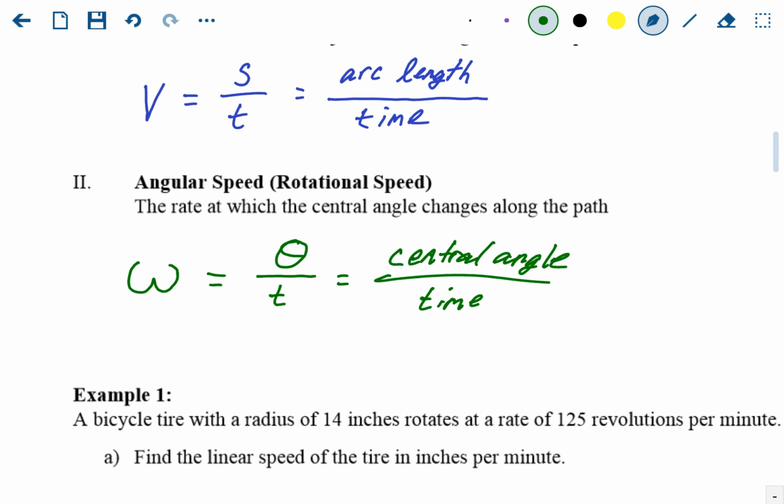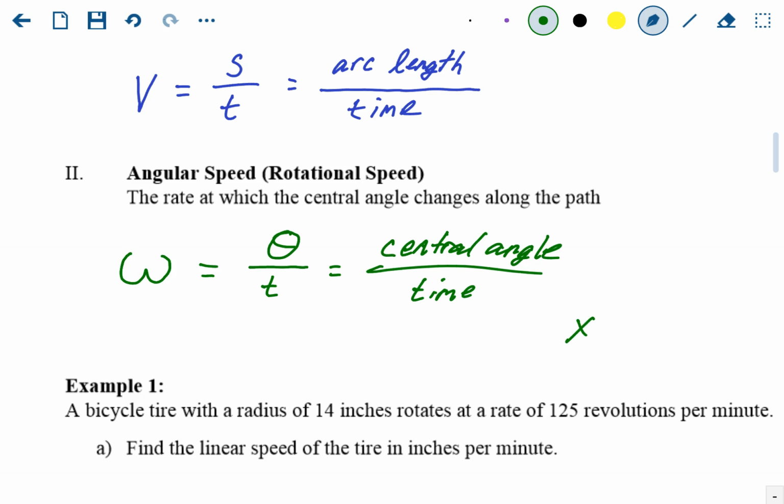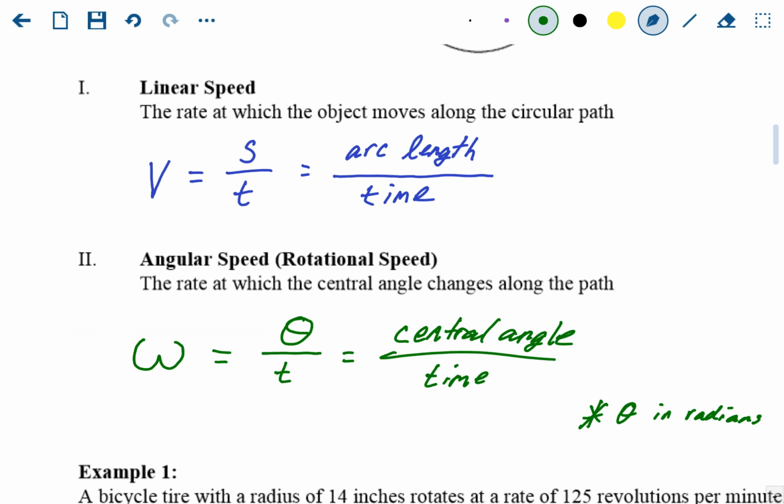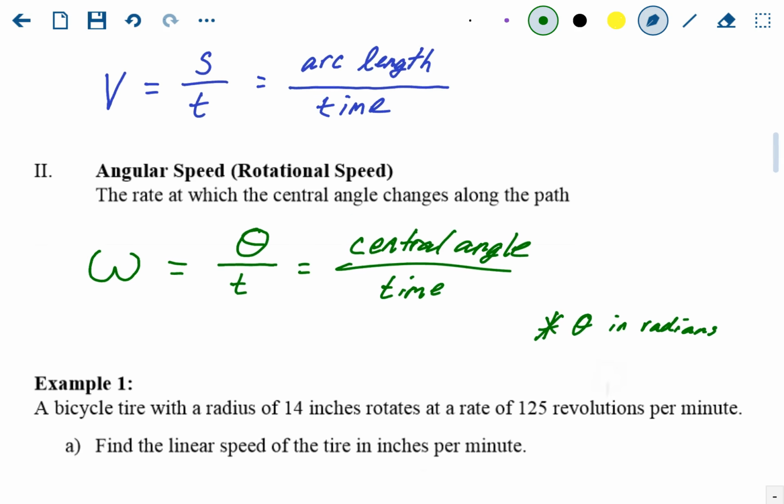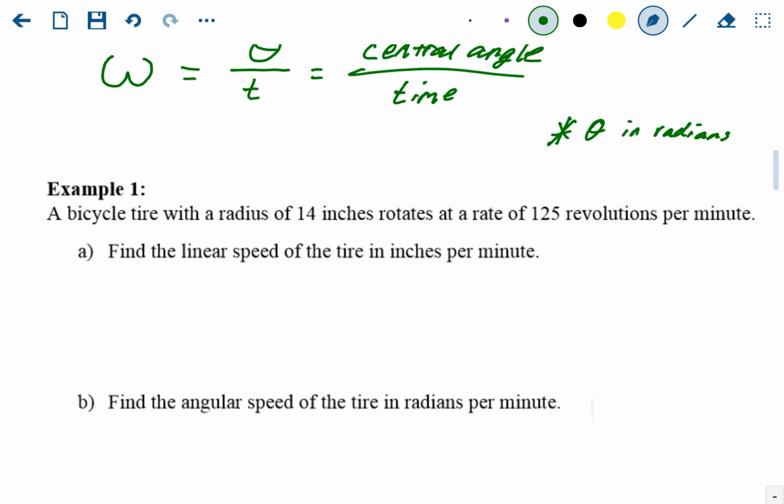Now again, just like before, the central angle, theta, has to be in radians. So if you're given something in degrees, we're going to have to convert it to radians. So again, the linear speed is a distance per time, whereas the angular speed is revolutions per time. It's how many times does it rotate in a certain amount of time. All right, so let's do one of each.